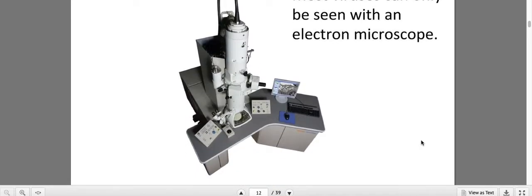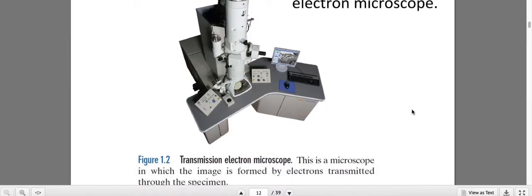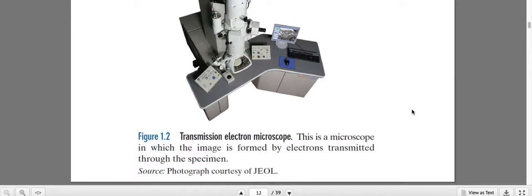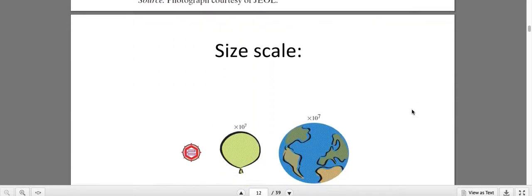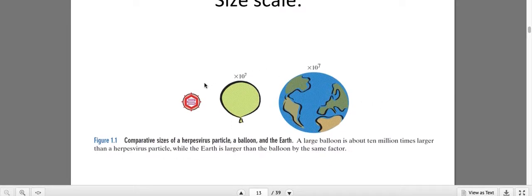And we can mainly see them only under electron microscopes, which are different from normal microscopes because they can see very, very small particles, down to the atoms. It's very amazing. Also, here's another size scale. A balloon is 10 million times bigger than a virus, the same way that the whole planet Earth is 10 million times bigger than a balloon. So compare a balloon to the size of Earth. That's how small a virus is compared to just one small balloon.